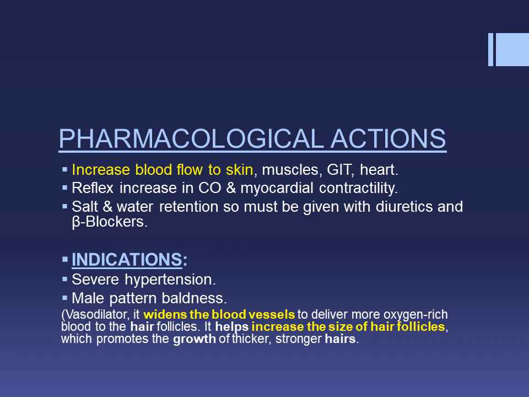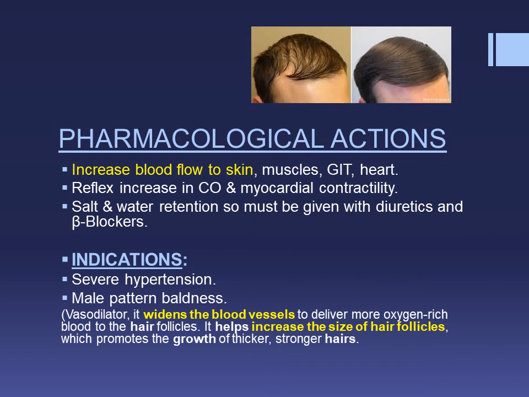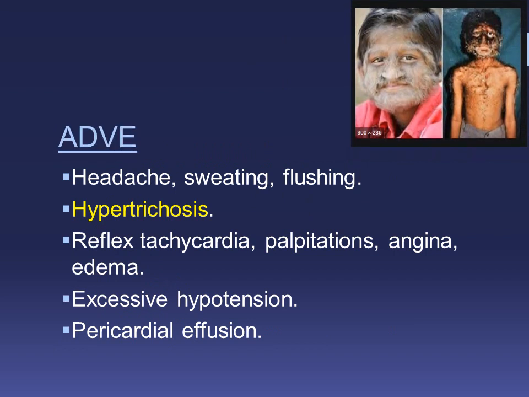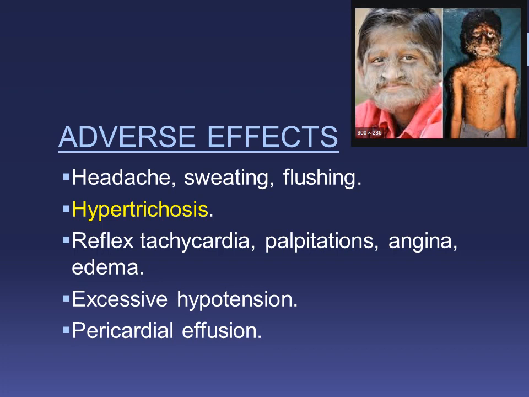Okay? So this is the indication. As you can see, the clear-cut difference in this picture after the use of minoxidil. So adverse effects of minoxidil: headache, sweating, flushing, hypertrichosis. As the name indicates, hyper means excessive and trichosis, excessive hair growth on the whole body. As you can see clearly in this picture, there is a boy with abnormal excessive hair growth not only on the scalp but also on the face and the body.